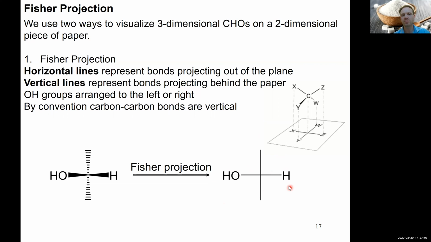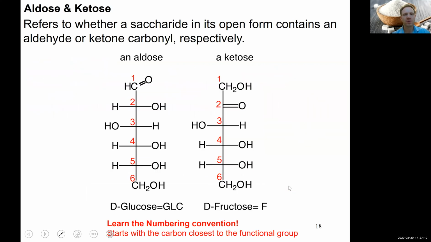Next up, the differences between aldoses and ketoses. This, in essence, is fairly straightforward. If you have a sugar that has an aldehyde function here, then it's an aldose. If you have a ketone function, such as here, you have a ketose.